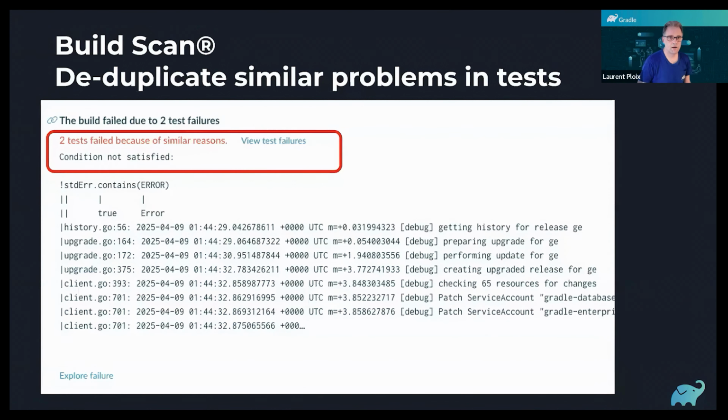Here's a build scan where you have two failures, but in fact you have one group. So they are similar, and the build scan will show you, hey, you have one group. And again, if you had 15, maybe it would have shown you one group of 7, one group of 8. Again, similarity doesn't mean exactly the same. It means it's semantically close.